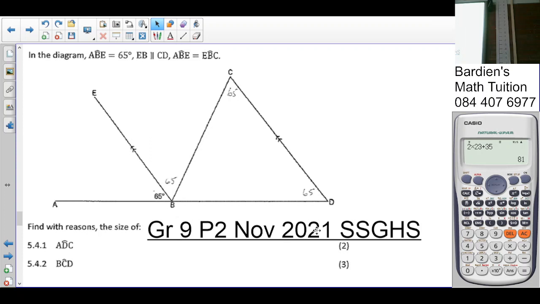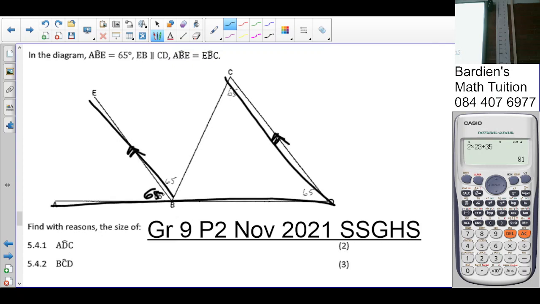Okay, people, it says in the diagram, angle BE is 65 degrees. Then these lines are parallel. And we are also told that angle ABE is equal to this angle here. So if those lines are parallel, people, what do we know? Corresponding angles are equal. Can you see that? Yes. Then we are told that angle ABE, which is 65, is also equal to EBC, which is this angle here.